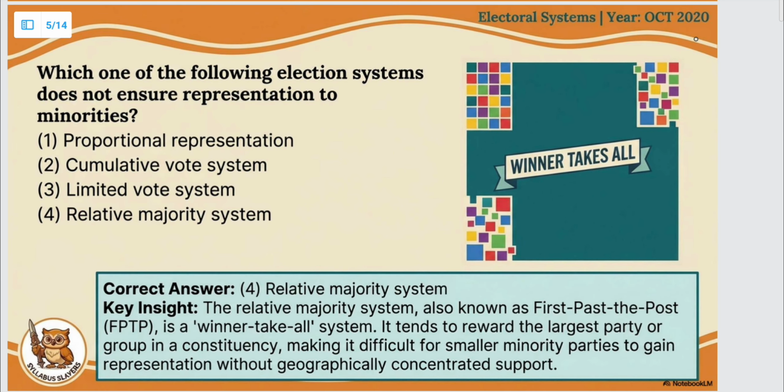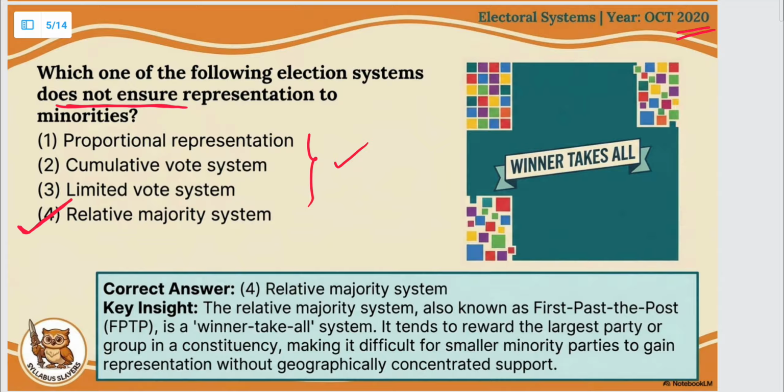Next question, October 2020 का है. Which one of the following election systems does not ensure representation to minorities? Does not ensure. ठीक है. तो इसमें क्या आएगा? See, proportional representation, cumulative vote system as well as the limited vote system, all three ensure representation to minorities. However, the relative majority system is the one जिसमें minority representation is not guaranteed.